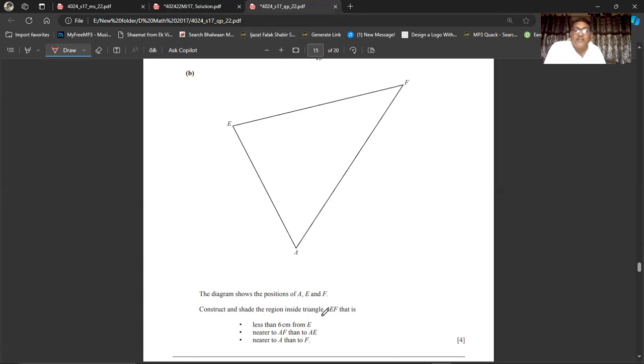Nearer to AF than to AE. So it is the distance between the two lines, and their common point is A, so I will draw the angle bisector of the angle EAF. Then nearer to A than to F, the equidistant from two points, so I have to draw the perpendicular bisector of the line AF. Let me show you.